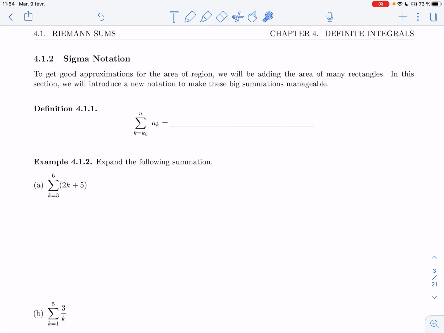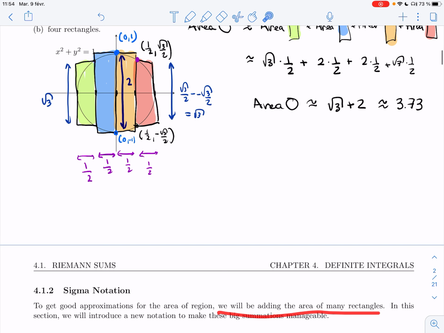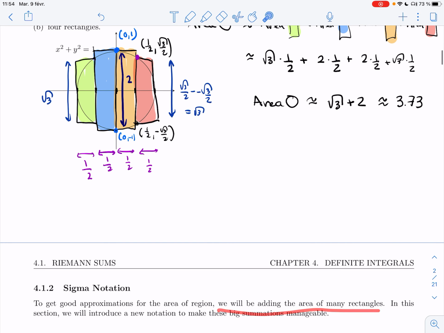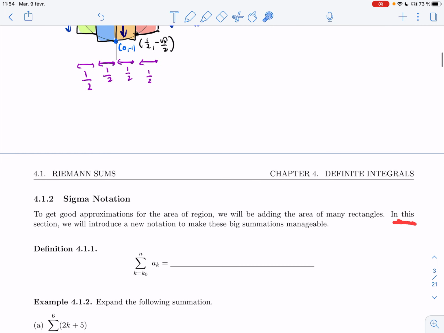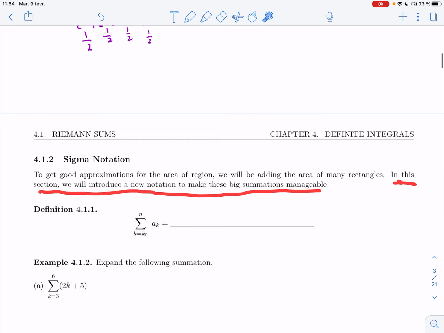Welcome back. In section 4.1.2, we'll be talking about sigma notation. In the previous problem, we saw that to get a good approximation for the area of a region, we'll be adding the areas of many small rectangles. So we did 4 here, but really we're after a million rectangles. So there's no way we'll be adding these by hand one at a time. So in this section, we will introduce a new notation to make these big summations manageable.